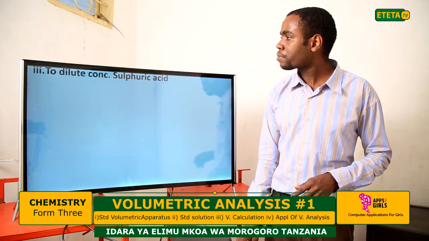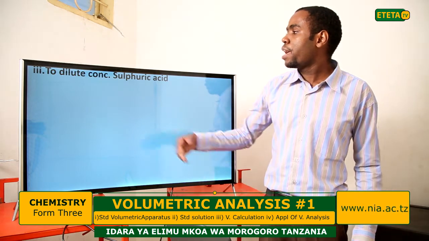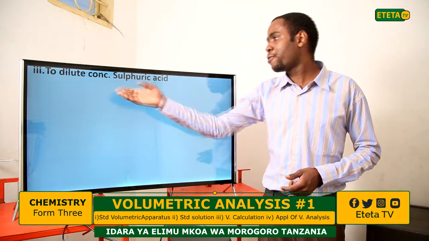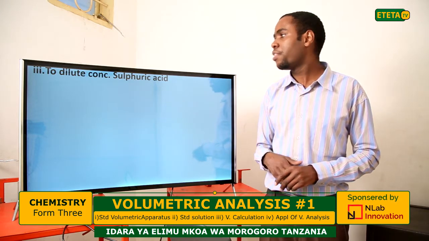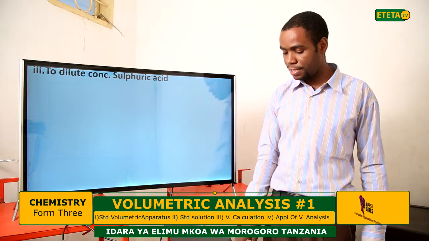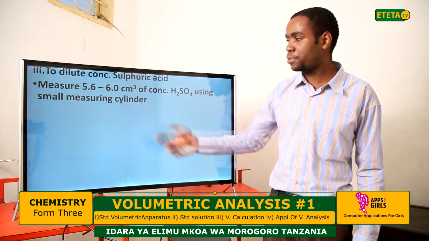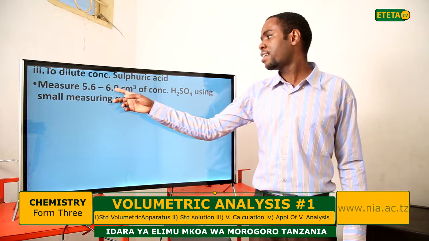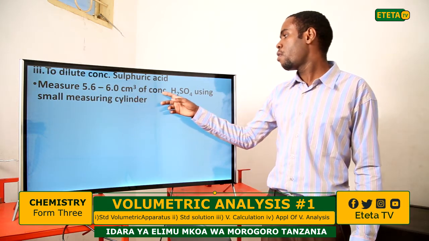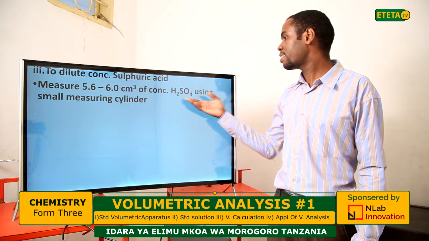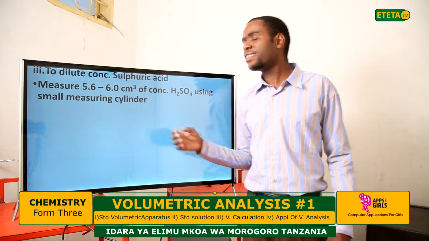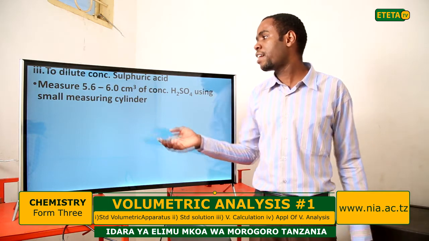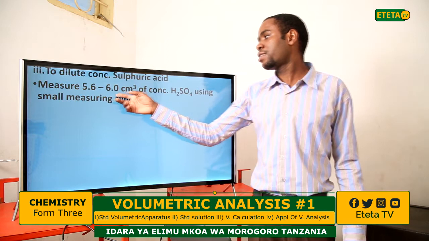So, what follows? To dilute the concentrated sulfuric acid. Now, how could we dilute this concentrated sulfuric acid? By following these procedures. First, measure 5.6 to 6 centimeter cube of concentrated sulfuric acid using a small measuring cylinder. We use this small measuring cylinder, we measure 5.6 to 6 centimeter cube.